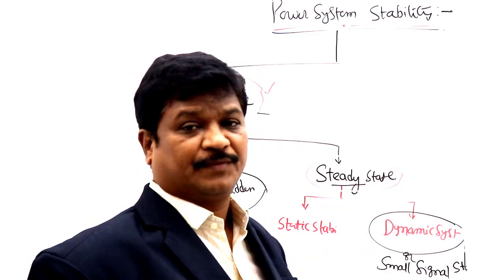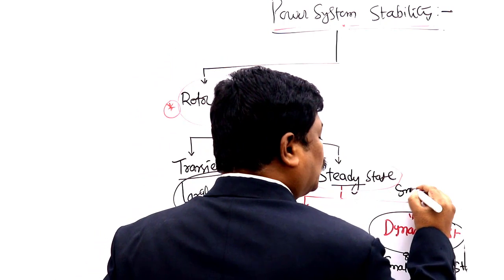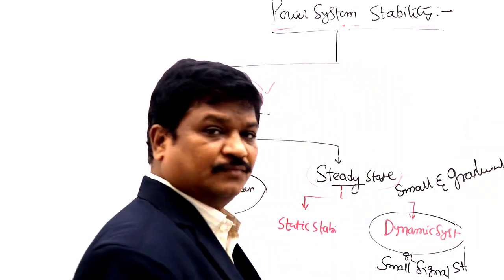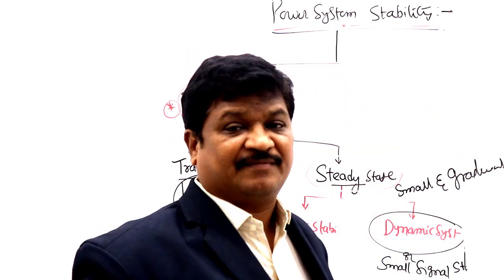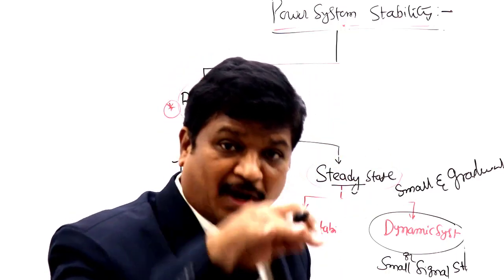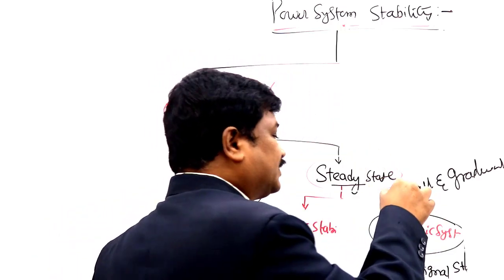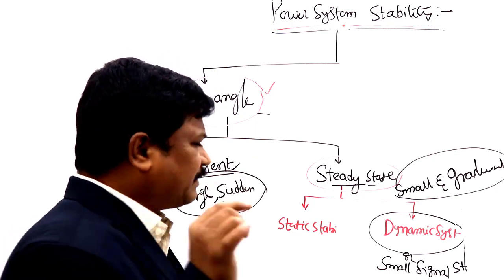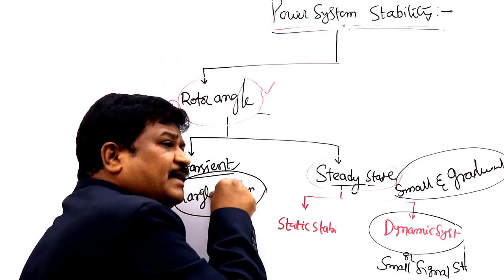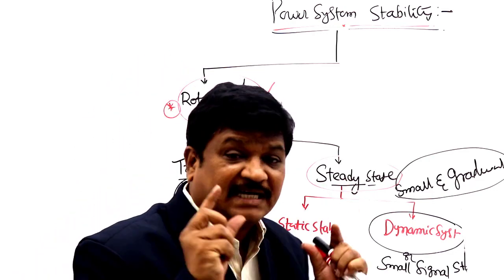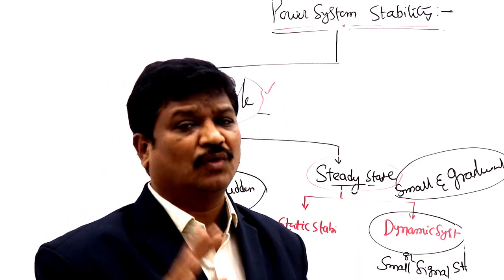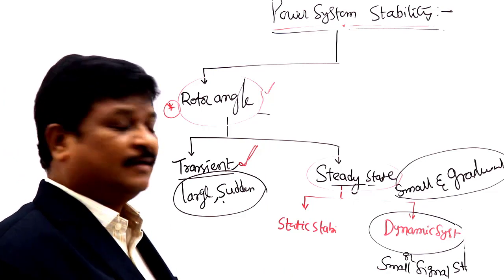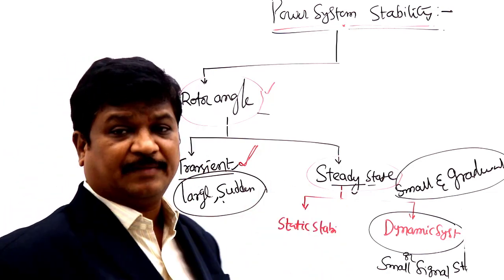Steady state stability: the disturbance is small and gradual. Slowly the load is increasing on the machine. The effect is slow as well as small. That type of stability comes under steady state stability. Generally, you should know which is more severe, the transient disturbance or the steady state disturbance. No doubt, the transient disturbance is more severe than the steady state disturbance.